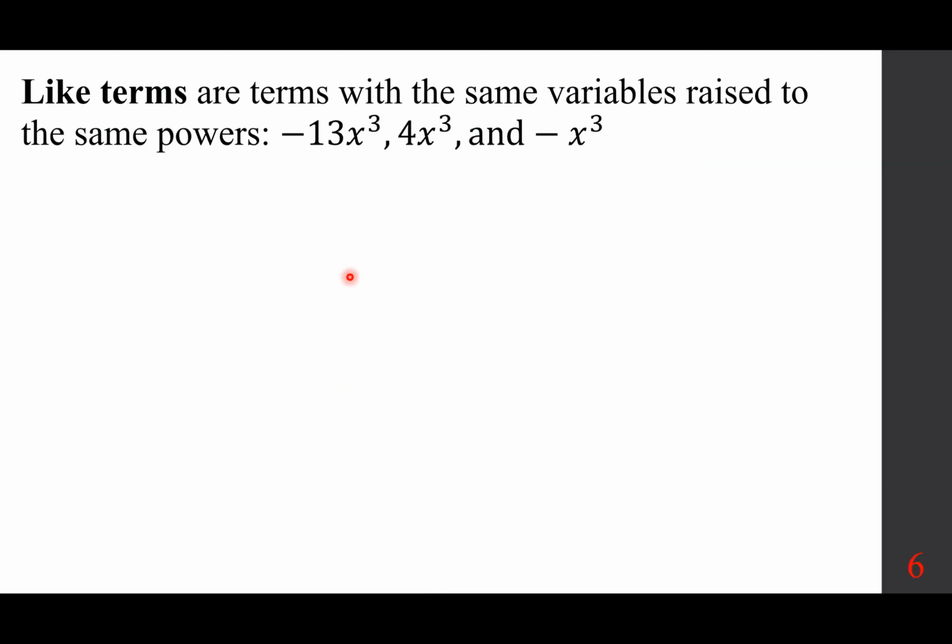Like terms are terms with the same variables raised to the same powers. In other words, if you drop their coefficient, they are identical. So I hope you realize here's the coefficient for this one, here's the coefficient for this one, and this one means -1. So without the coefficients, they must be identical.